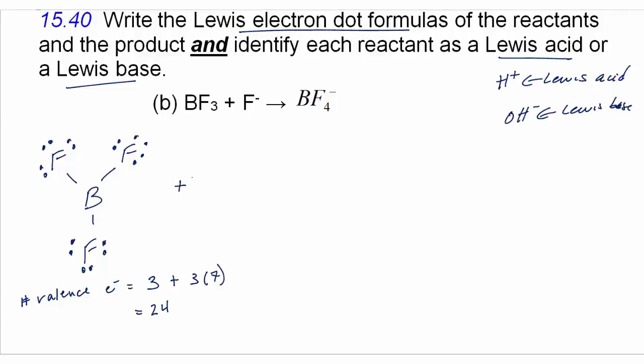Lewis electron dot formula for fluoride. Okay, well, fluorine has 7. You have to add an extra one because it has a negative charge. It should have 8. Fluoride should have 8. Then remember, when it has a charge, you're supposed to draw a bracket and write the charge. Okay, that goes to boron tetrafluoride, the -1 charge.